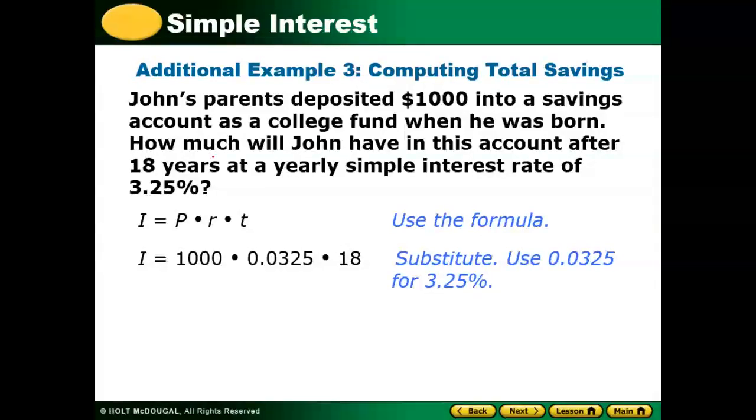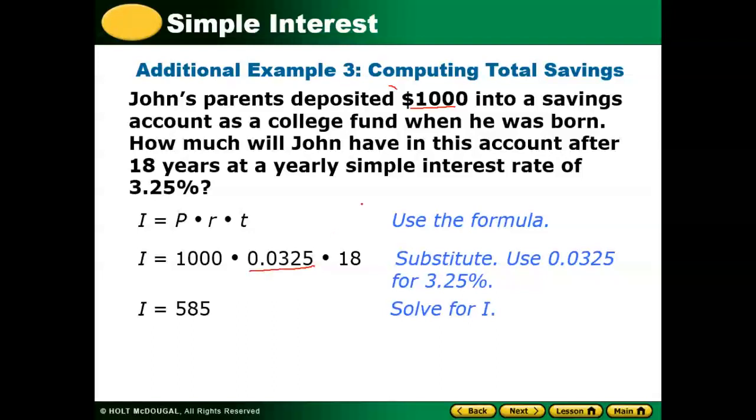So how much will John have in his account after 18 years at a yearly simple rate of 3.25%? Our principal was $1,000. It's given in the question. Our rate was 3.25. When you divide this by 100, you get 0.0325. And our T is 18 years. So we substitute all those numbers in, plug it into our calculator, and the interest earned on that amount of money at that interest rate over 18 years is $585.